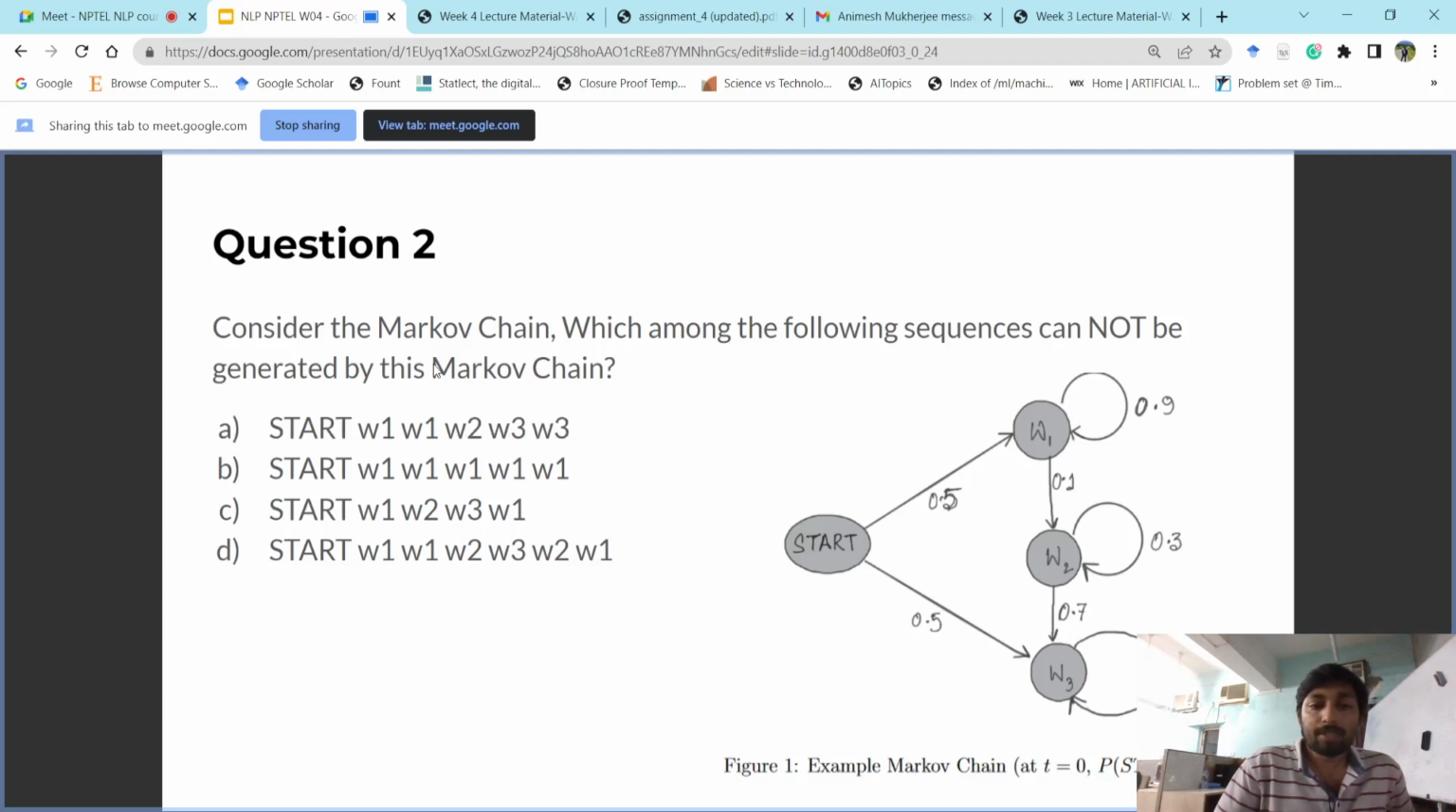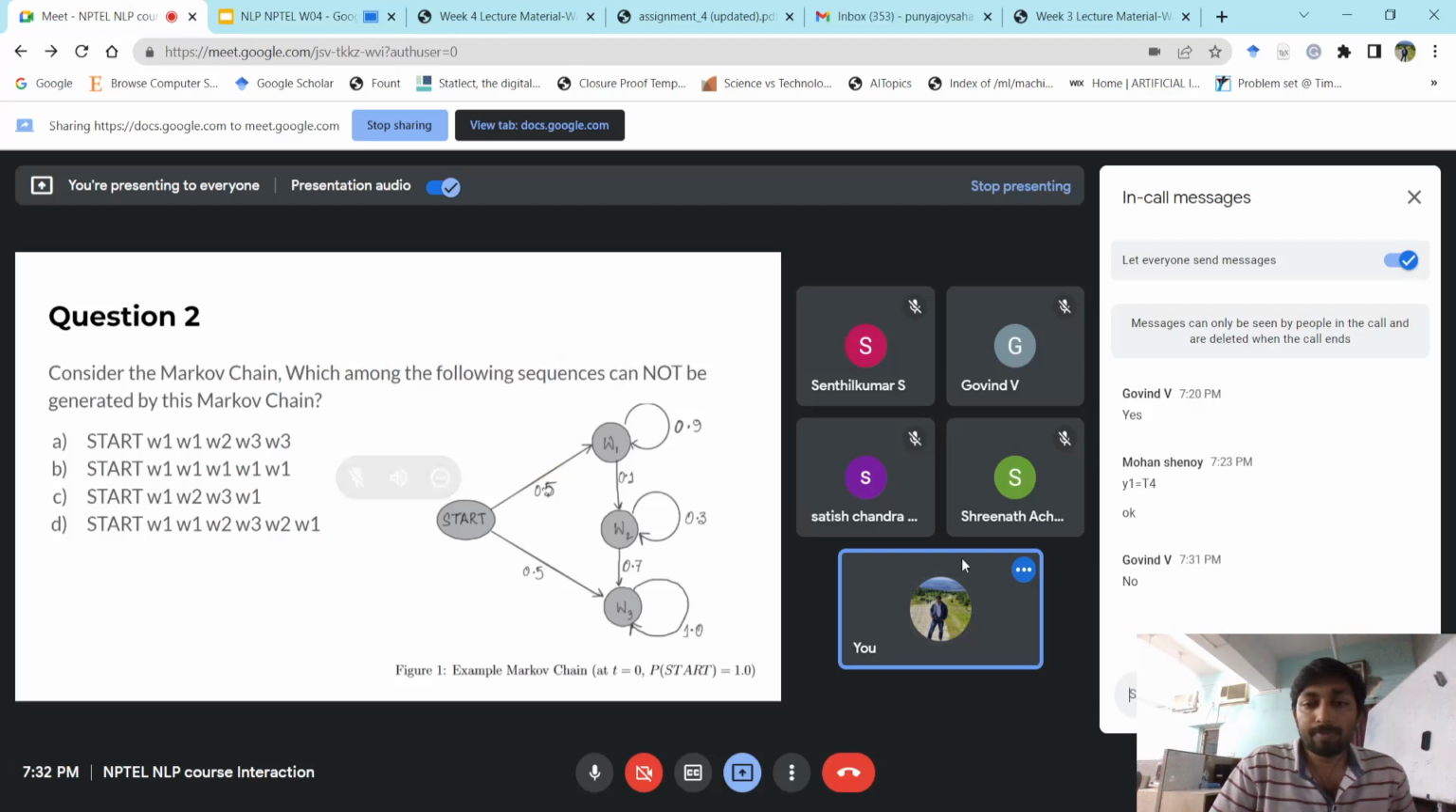So what we essentially have to see is, let's say for this sequence, whether it is possible through this Markov chain or not. How can you identify whether a sequence is possible through a Markov chain? Can you tell me? We just have to go through the transitions. So basically the answer is that we have to go through the transitions and see if it is possible or not. Correct.